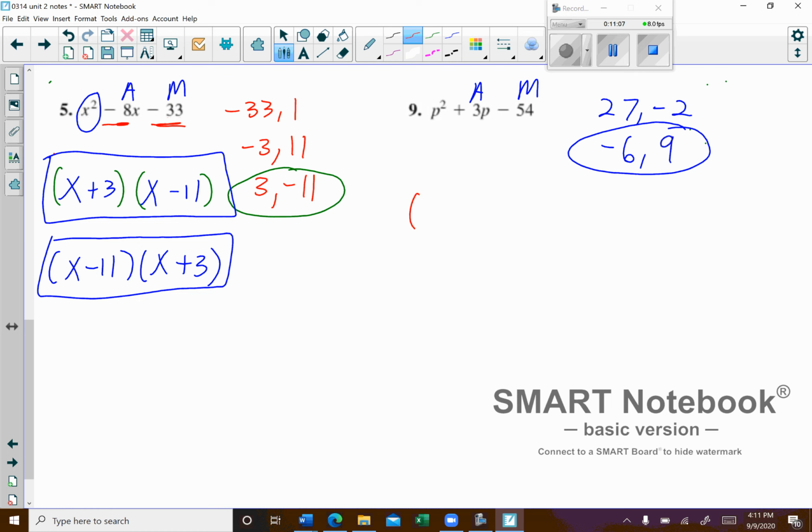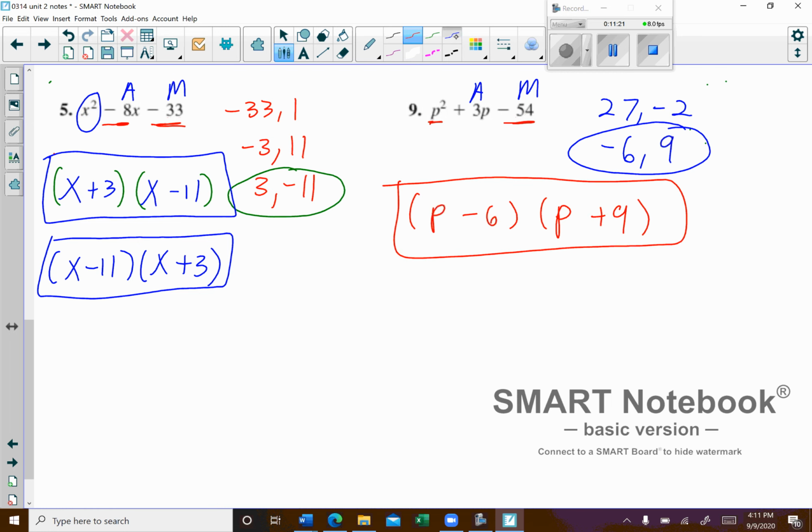So let's go ahead and put our parentheses. So I'll have a p here and a p there to give me that p squared. And then to get the minus 54, I'm going to put a -6 here and a +9 here. And then once again, if you want to double check, you can see that the inner and outer, if you do that and add those together, you would end up with the positive 3p right there. So that's how you can always check yourself.